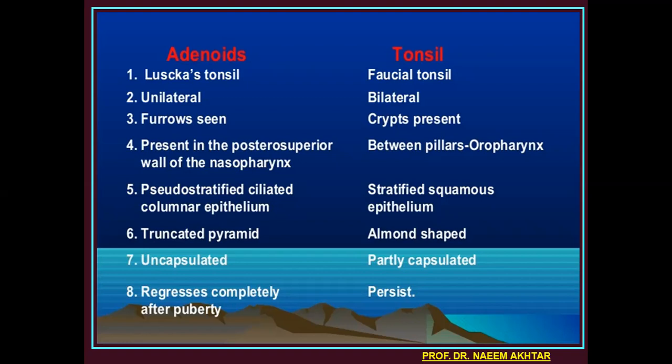The adenoids are covered with pseudostratified ciliated columnar epithelium, whereas the palatine tonsils are covered by stratified squamous epithelium. Adenoids are truncated pyramid shaped, whereas tonsils are almond shaped. Adenoids are unencapsulated, whereas tonsil is partially encapsulated because it has a well-defined fibrous capsule on the lateral surface of the palatine tonsil. Adenoids regress completely after puberty, whereas tonsils persist even after puberty.